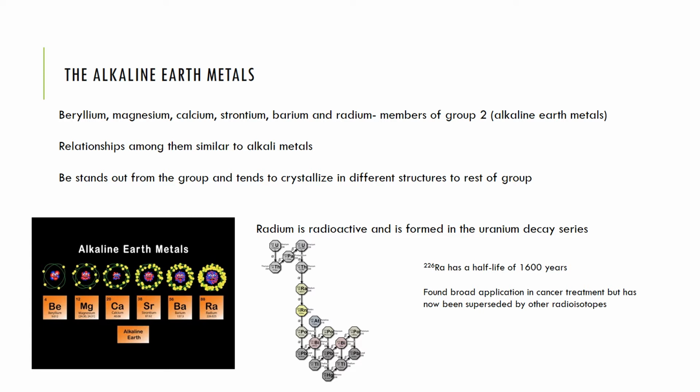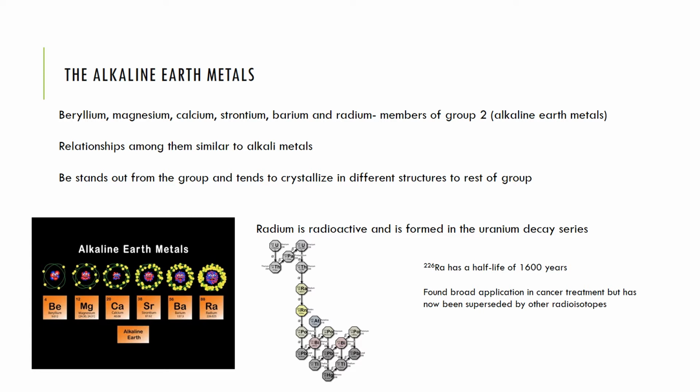Beryllium stands out slightly from the group because it tends to crystallize in slightly different structures to the rest of the group. And it doesn't form things like peroxides, unlike the rest of the group. And we'll see that as we progress through this lecture. But also there are some strange things going on in terms of melting points, boiling points, and atomization energies for these elements, which sets them aside from their neighbours in group 1, where we see very defined trends as you proceed down the group.